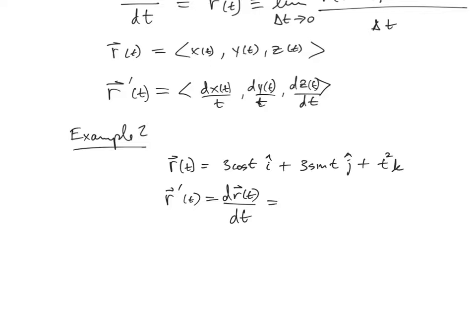I just take the derivative of each of those three components of that vector function with respect to t. Hopefully you remember that the derivative of cos is what? Negative sine. So the first one is negative 3 sine t i hat. The derivative of sine is cos, so plus 3 cos t j hat. And the derivative of t squared with respect to t is obviously 2t k hat.